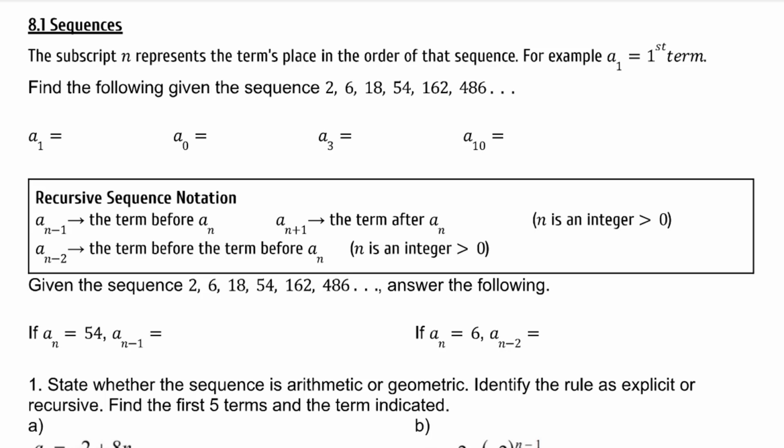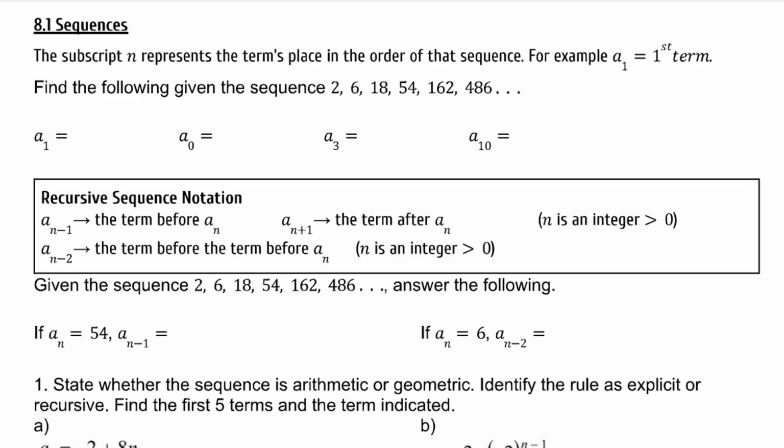Today we're going to talk about sequences. A sequence is an ordered list of numbers. Sequences are discrete and not continuous, and to write an equation that represents a sequence, or a rule, instead of y equals, we use a subscript n. We also use subscript to describe which term we're talking about. So the subscript n represents the term's place in the order of that sequence.